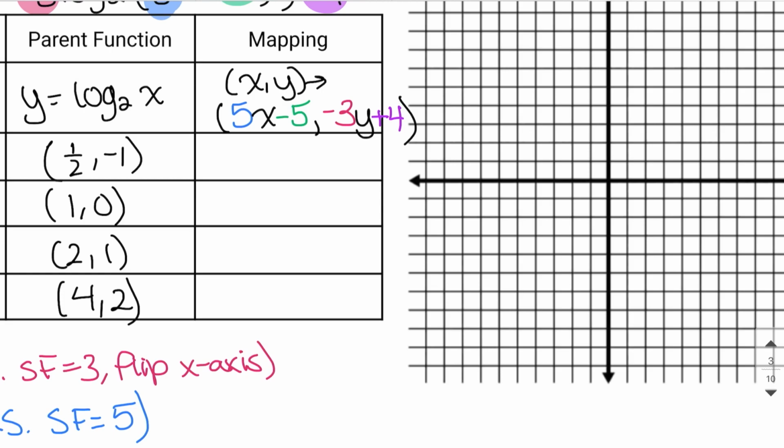So in my first coordinate, I'm going to do 5 times 1/2, which is 2.5, or 5/2, and then I'm going to subtract 5 from that, and I get -2.5, or -5/2. And then for the y value, I'm going to do -3 times -1, which is +3, and then add 4 to that, and I would get 7. I'm going to ask you to pause the video and get the remaining 3 points, and then come back and check to see how you did.